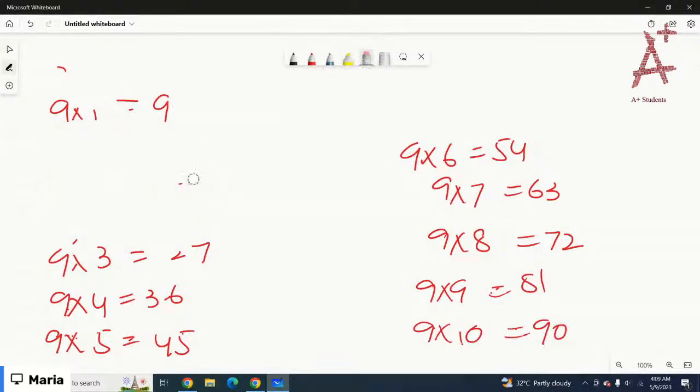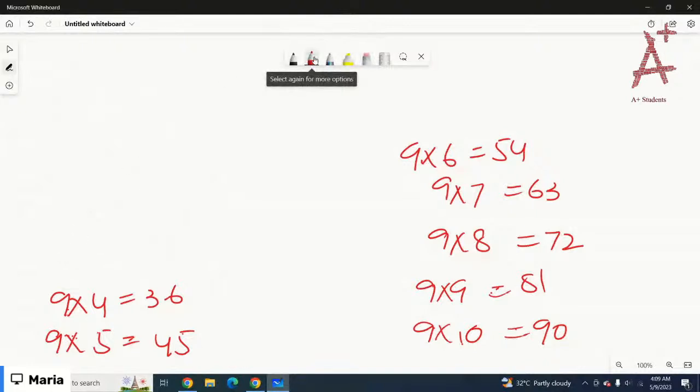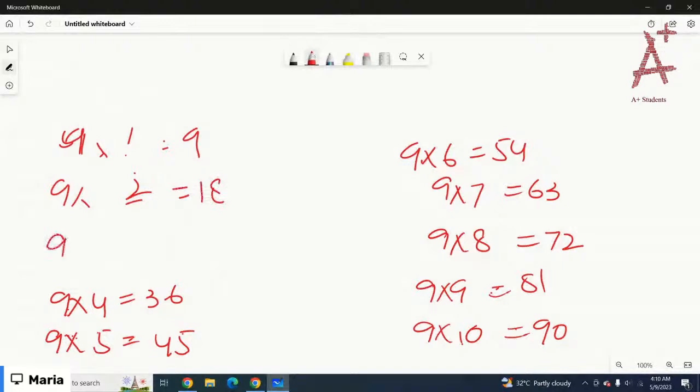Please note down the table in your notebook and you have to learn the table. Got it? It would be 9 times 1 is 9. 9 times 2 is 18. 9 times 3 is 27.